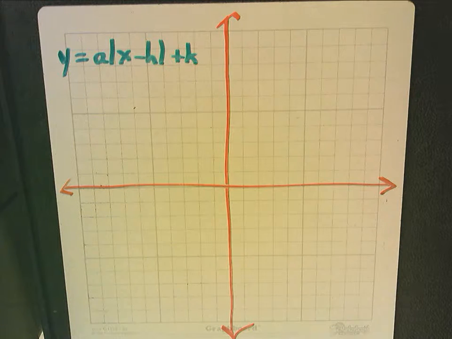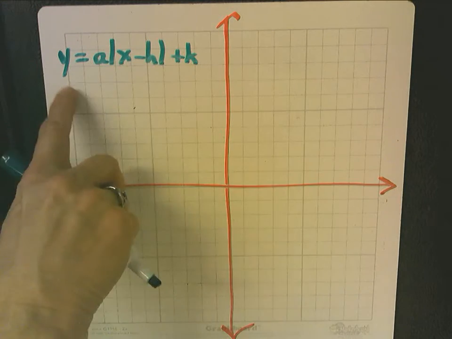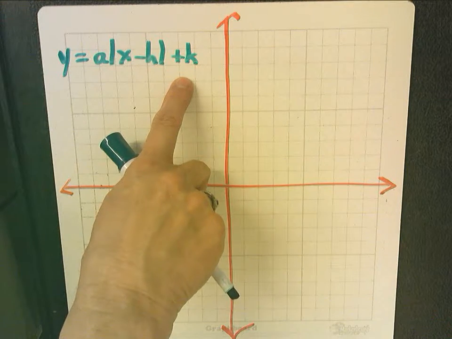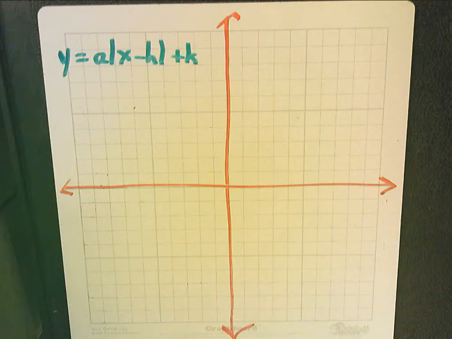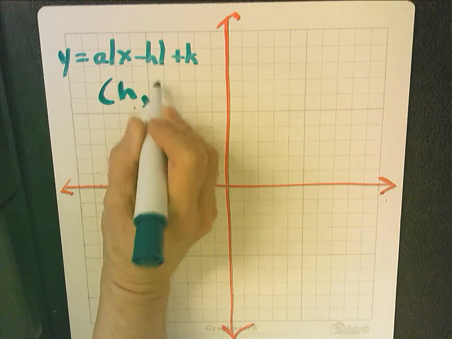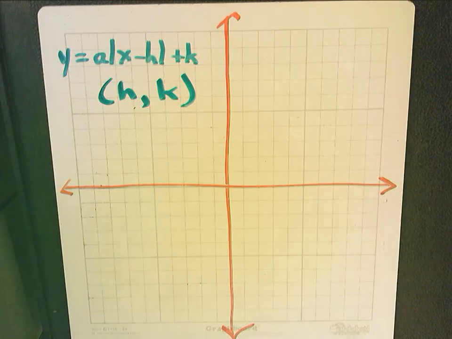Please be on page 30B, and I am going to go over how to graph an absolute value function. First of all, this is called the vertex form of an absolute value function. It's called the vertex form because (h, k) is the vertex.